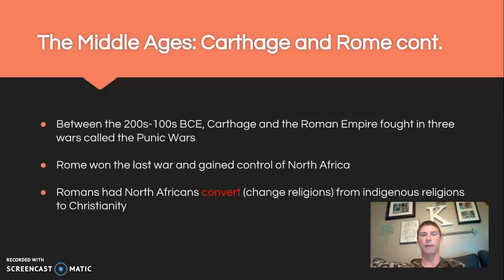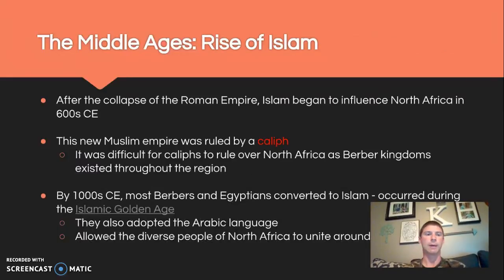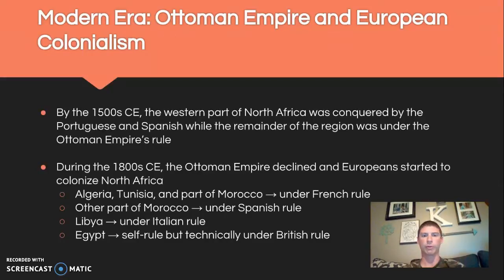Romans had North Africans change religions from their indigenous religions to Christianity. At this point, Rome was mainly Christian. So that's an important part there. Eventually, what's going to happen, though, is there's going to be a stronger Islamic influence that's going to come in through groups like the Berbers, and even the Egyptians are going to convert as well to Islam. So if you go to Egypt today, there are a lot of Islamic people there. The Arabic language is going to be really important. You can see the term there of caliph. We'll talk about that a little bit later on, which is like the Islamic ruler of an area. So that's another one of the important things there.